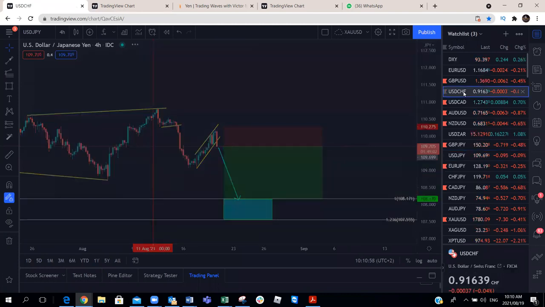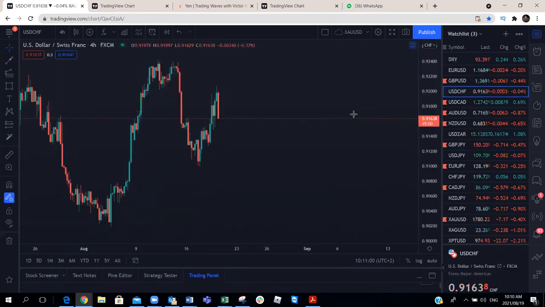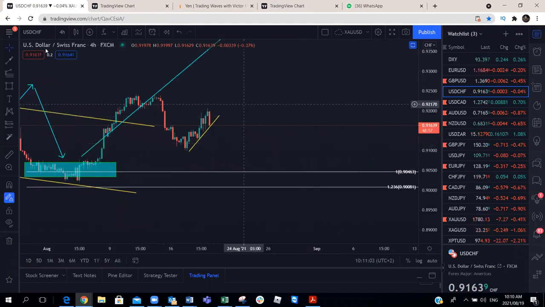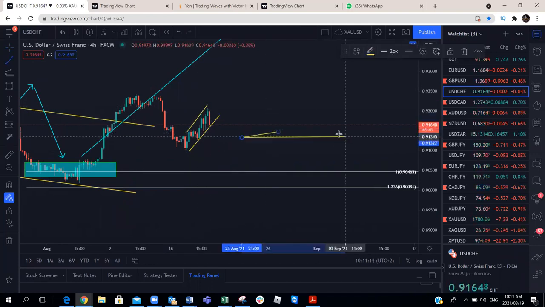US dollar chief, interestingly, also wants to do the same thing. That is a similar setup on US dollar chief. You can choose whether you want to take US dollar yen or US dollar chief, because what we've seen here, indicators on US dollar chief are confirming a trade setup for downside.